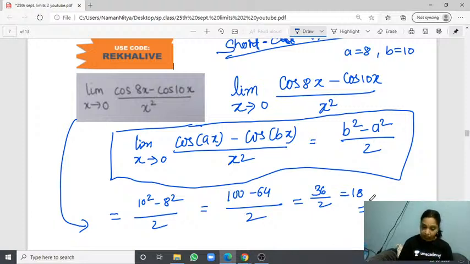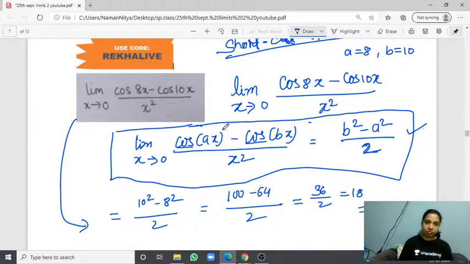If you use L'Hospital's rule also, you will get the same, not a problem. But in this way, it takes less time. Less than 10 seconds you will take to calculate the value. But remember, both functions should be cos, and here it is x square. Then only you can write that the value is going to become (b square minus a square) by 2.